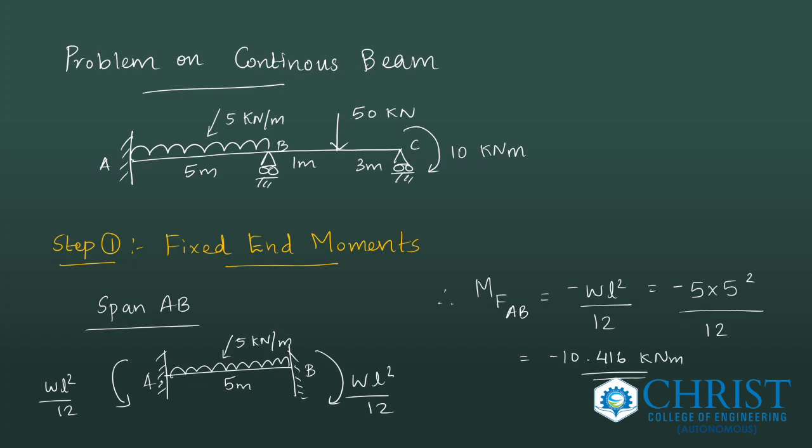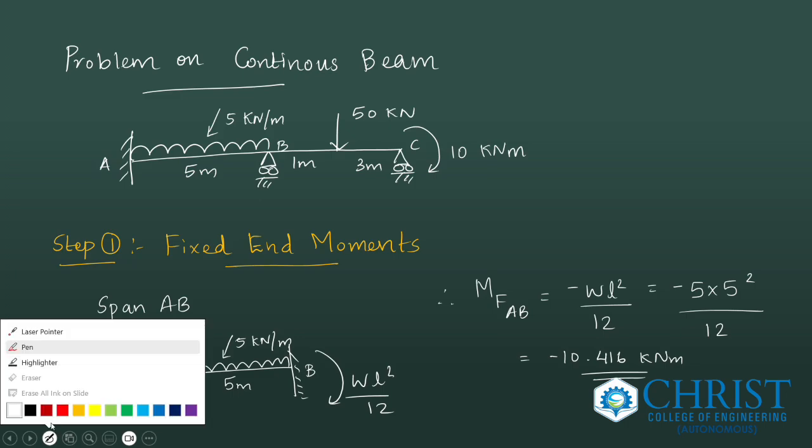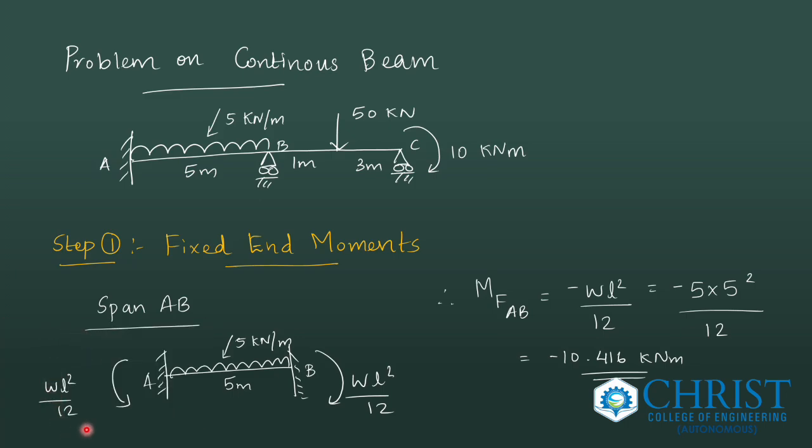So in span AB, both ends are fixed. I apply the UDL load of 5 kilonewton per meter. The formula for the fixed end moment for the case of a UDL is WL square by 12, in the direction as shown below. Anti-clockwise is taken as negative, hence this will be negative, and clockwise is taken as positive.